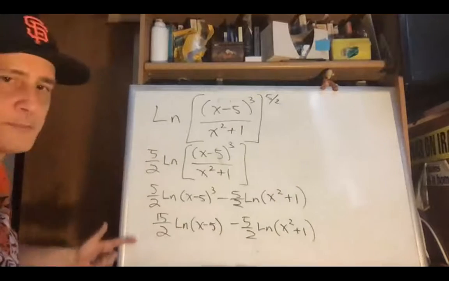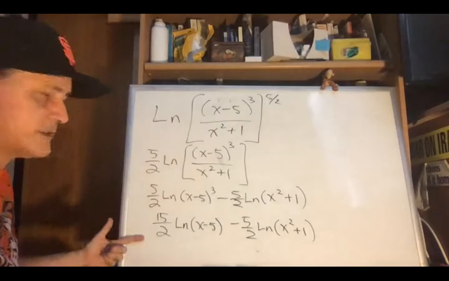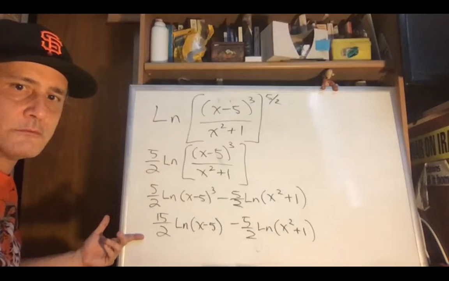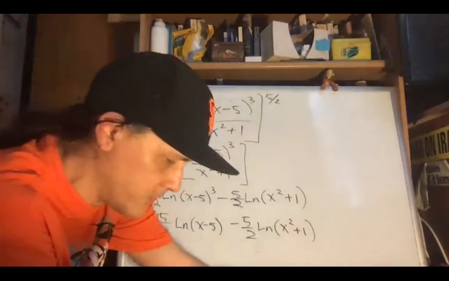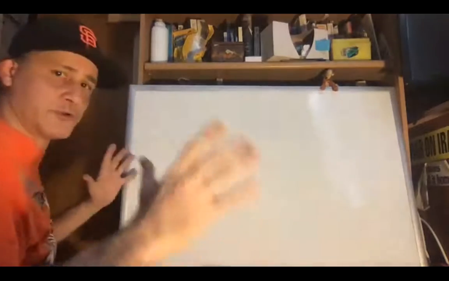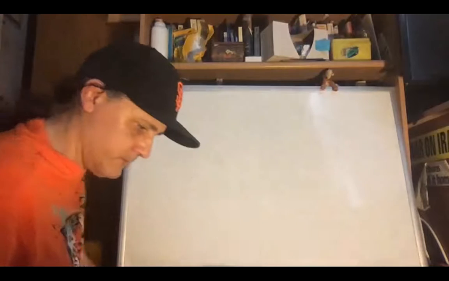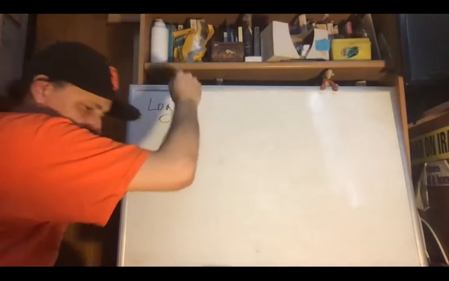Okay, so this is called expanding. We went from a single logarithm, and now we have a sum or difference of logarithms. Okay, now the next thing would be called contracting. And that's when you want to shrink down into a single logarithm. All right, so now I'll use log. So let's say we have log.